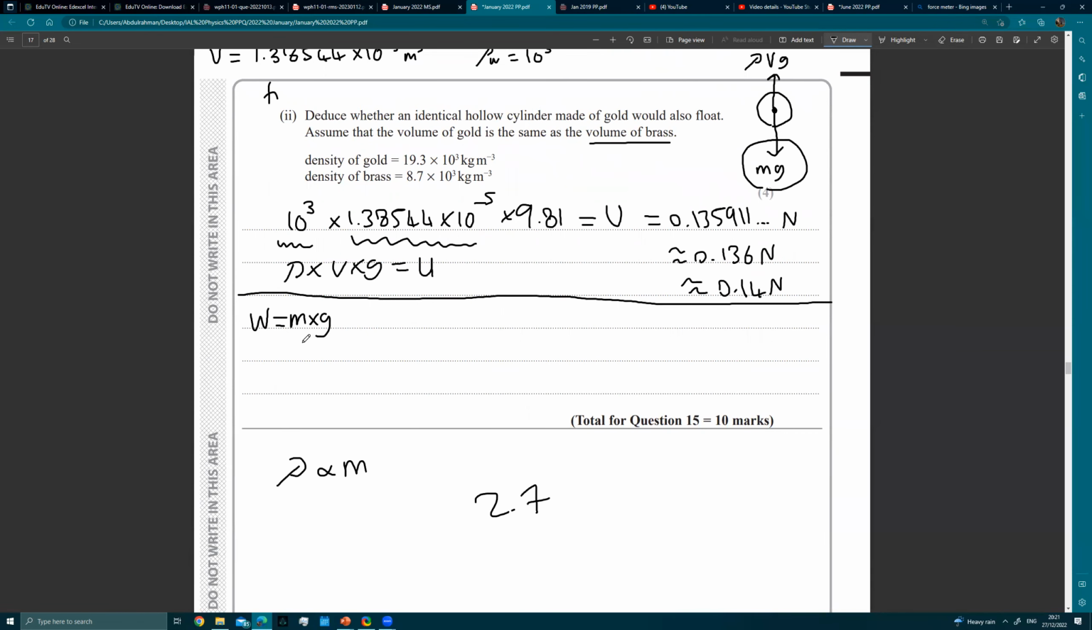So I know that the density increased by a factor of 19.3 over 8.7. That's how much times larger the density is now. That's how much it increased, which if you put in your calculator, 2 seconds, put in your calculator, you get 2.21. So the density increased by a factor of 2.21. What does that tell you about the mass?